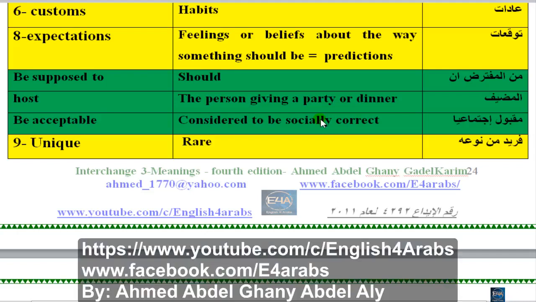Interchange 3, 4th edition, Unit 5, Part 2. This is level number 10. Intermediate 1.